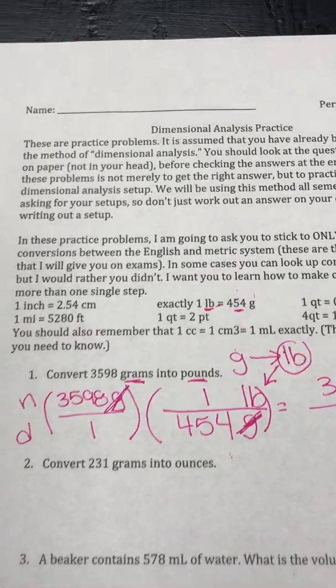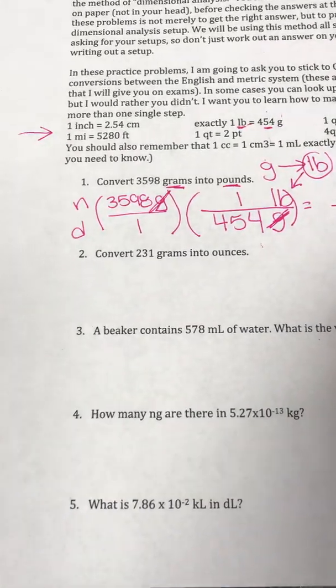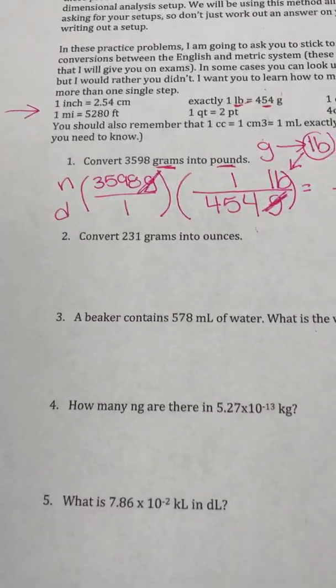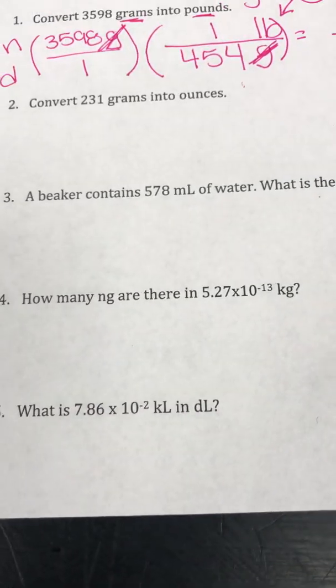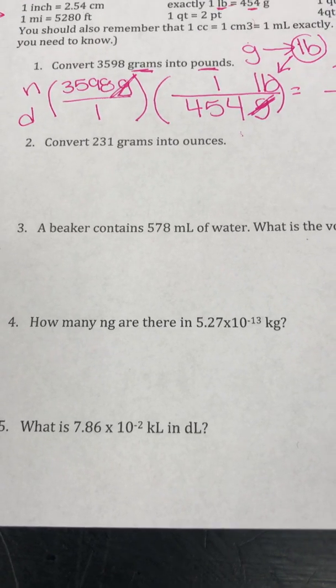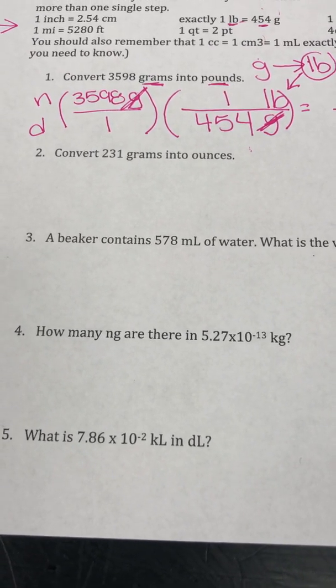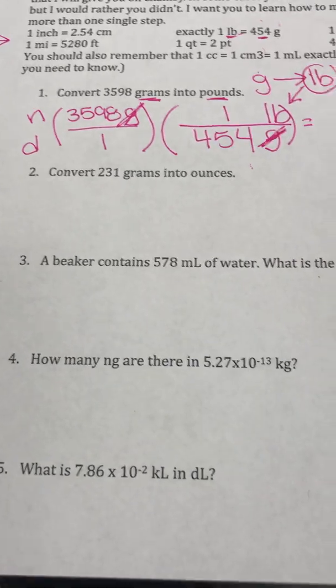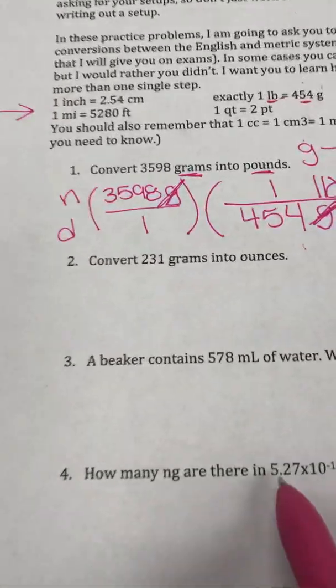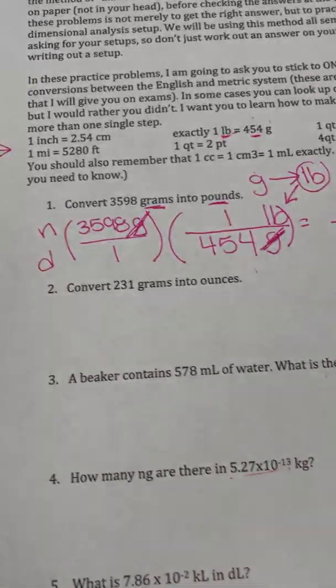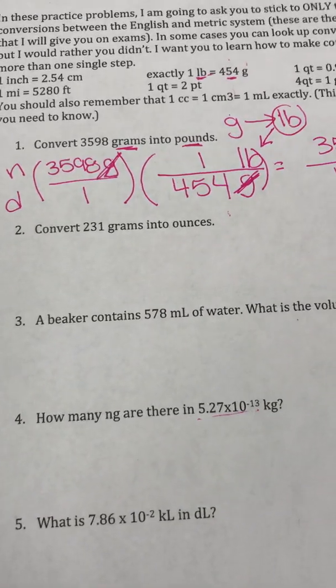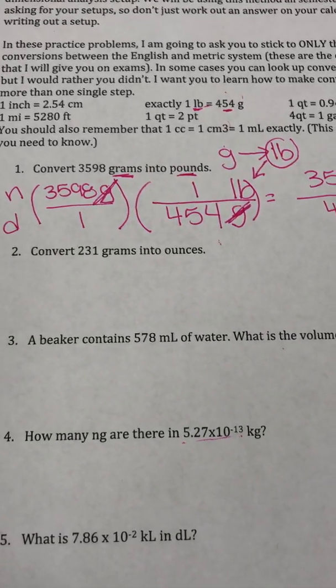I'm going to go ahead and skip over to number 4, just because I want to make sure that you are okay. Now, how many nanograms are there in 5.27 times 10 to the minus 13 kilograms? The first thing you're going to do is look at this and think, nope, I'm done. That's ridiculous. I don't even know how to do that.